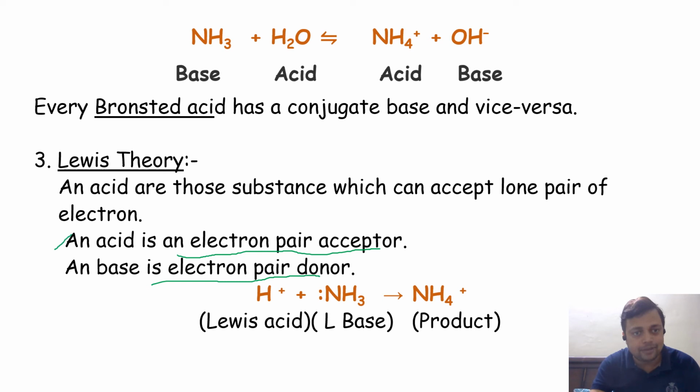So the line is very simple and clear for the acid and base. An example is given here. Lewis acid, H plus ion. H plus ion is a Lewis acid, an electron pair acceptor, and the donor is the Lewis base. So H plus ion is the acceptor. NH3 already has a lone pair of electrons present on the nitrogen, so it is capable of donating the lone pair of electrons. So NH4 plus is formed here.